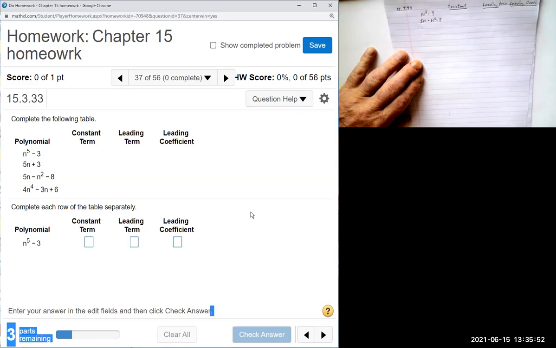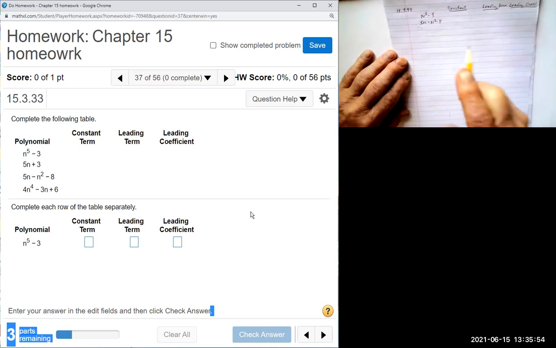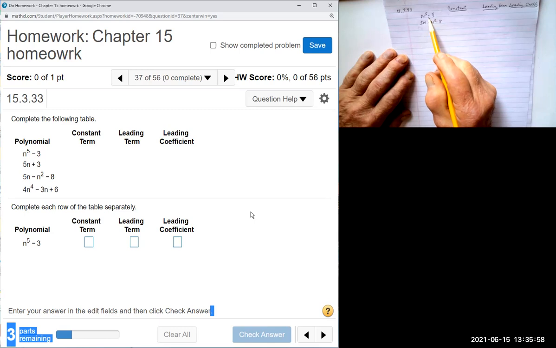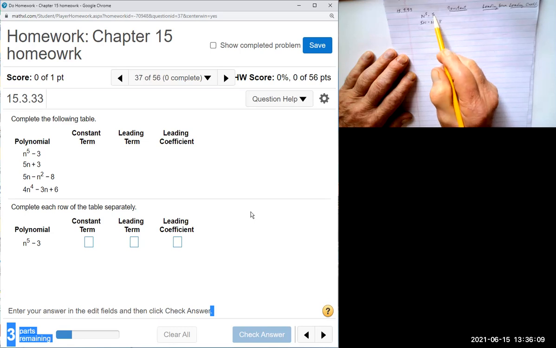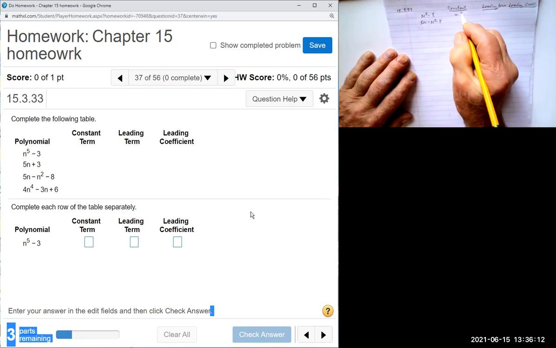This problem has some terminology. Let's examine several of the polynomials. The first polynomial we want to examine is n to the fifth minus 3. What is the constant term? The constant term is a term that has 0 power, x, and the constant term is minus 3.